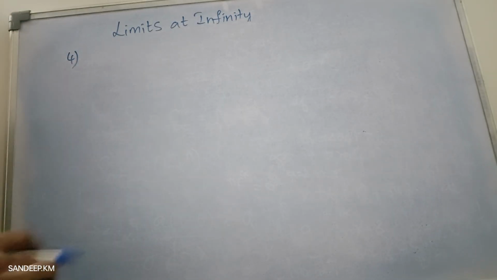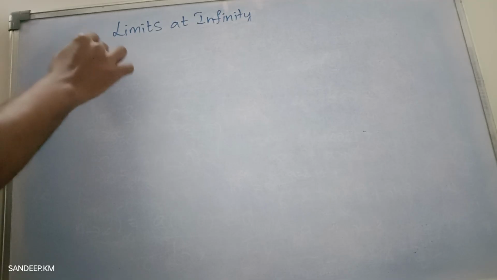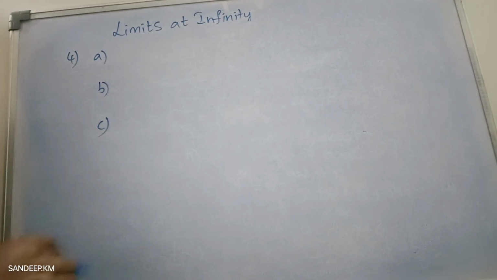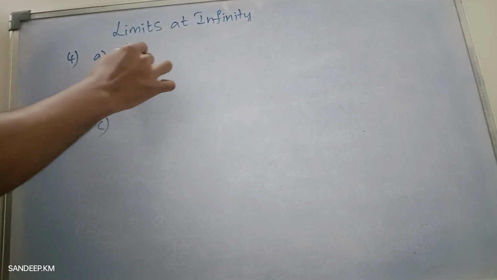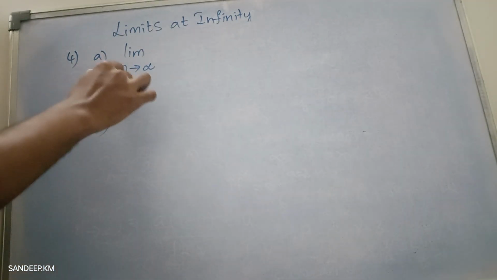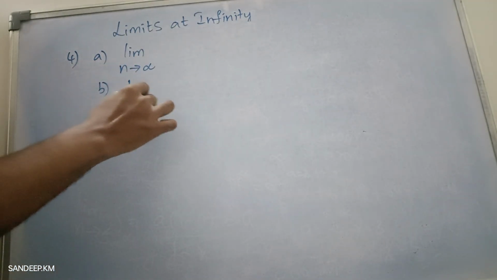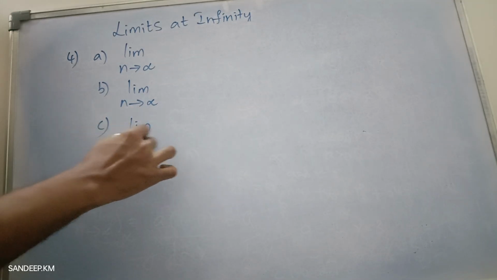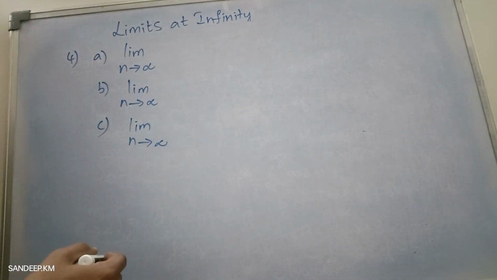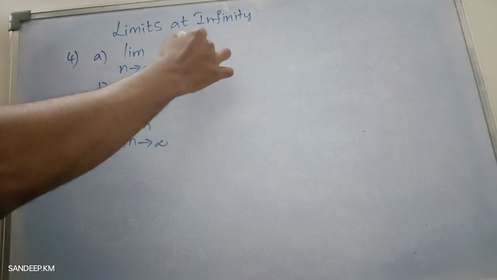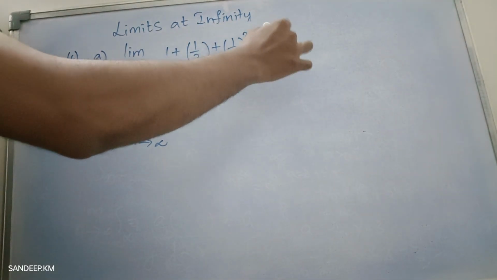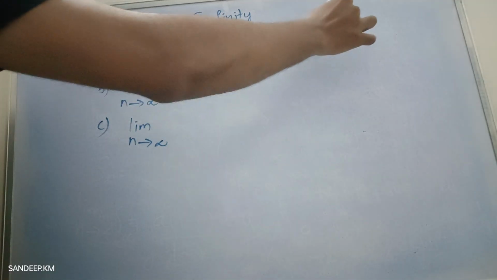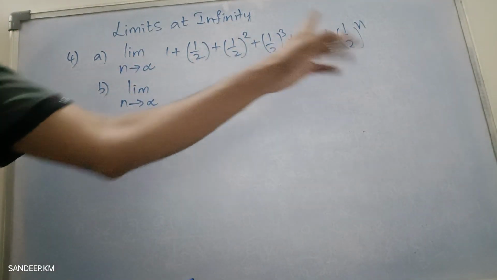Question number 4. What is it? There are three sub questions A, B, C. In each case, limit n approaches infinity. In the first case, we are taking 1 plus 1 by 2 plus 1 by 2 whole square plus 1 by 2 whole cube and so on plus 1 by 2 whole power n. Limit n approaches infinity, find the answer for this.